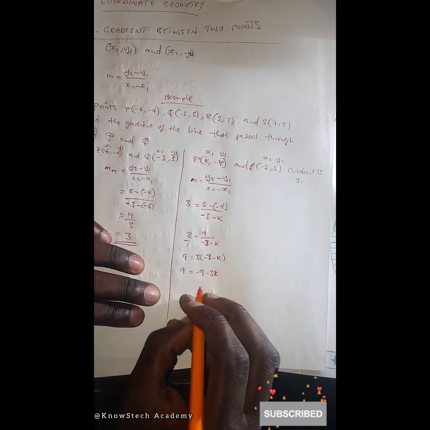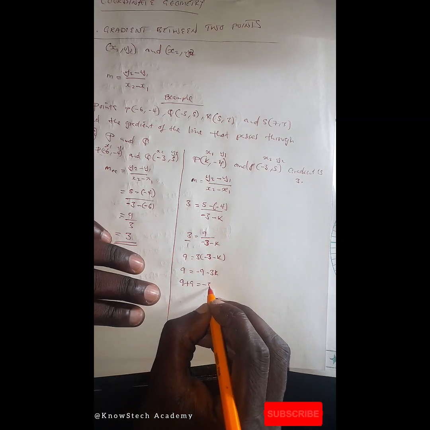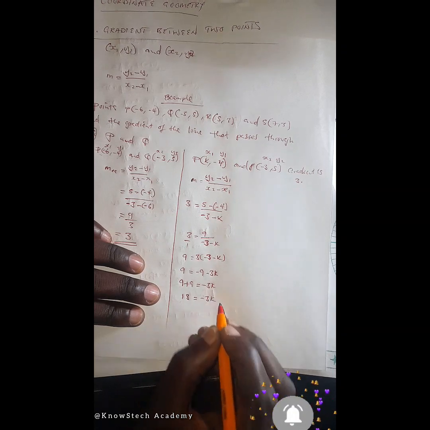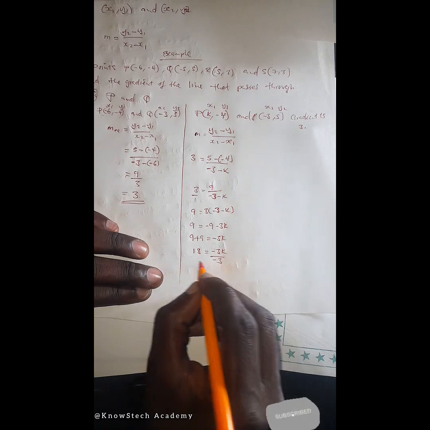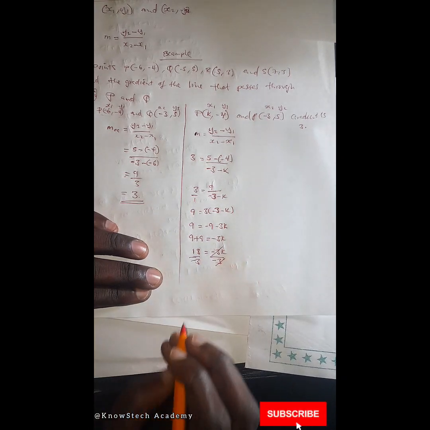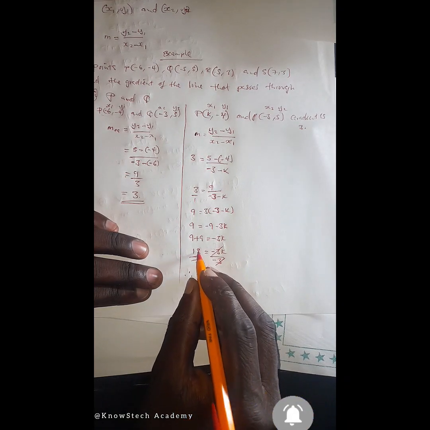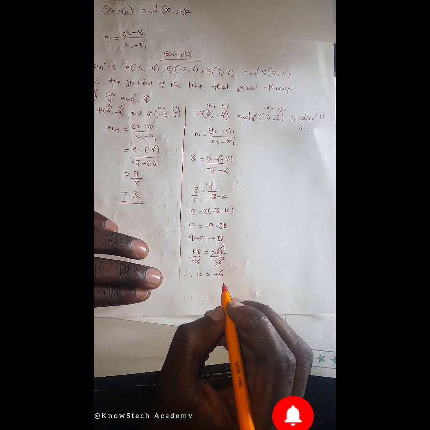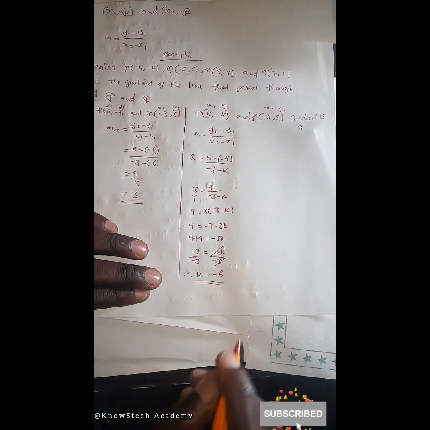Then we collect like terms. So it will be 9 plus 9 is equal to negative 3k. 9 plus 9 is 18, which is equal to negative 3k. Then we divide both sides by negative 3. So this negative 3 and this negative 3 cancel. Therefore, the value of k is equal to 18 divided by negative 3, which is negative 6. The value of k is negative 6.